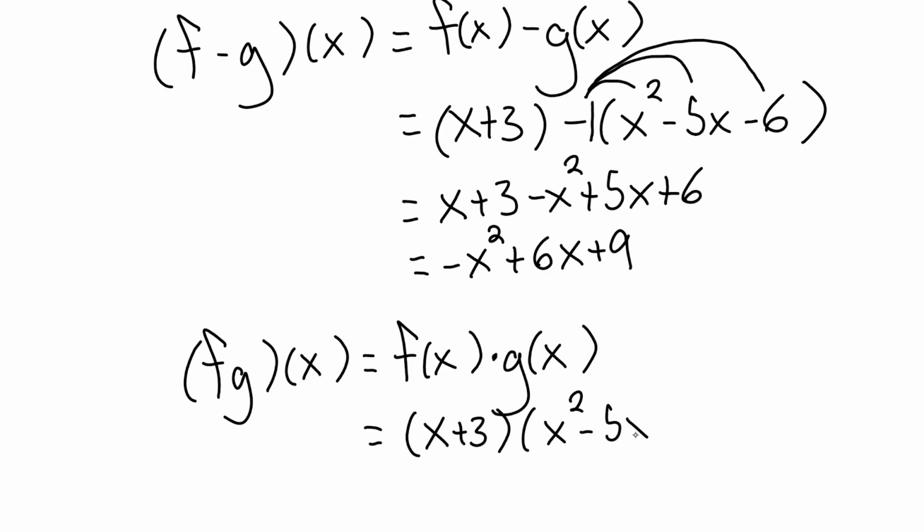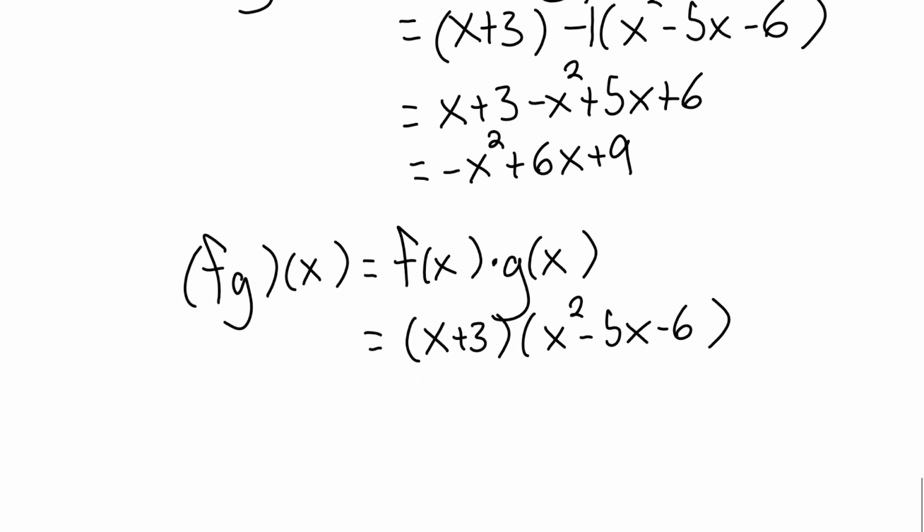X squared minus 5x minus 6, where we want to use the distributive property now to break this up. So we take x plus 3 and multiply by every term in the x squared, 5x, and 6, right? So we take the whole x plus 3, multiply it by x squared, by minus 5x, by minus 6. So just like we distributed the negative 1, now we're distributing this entire x plus 3.